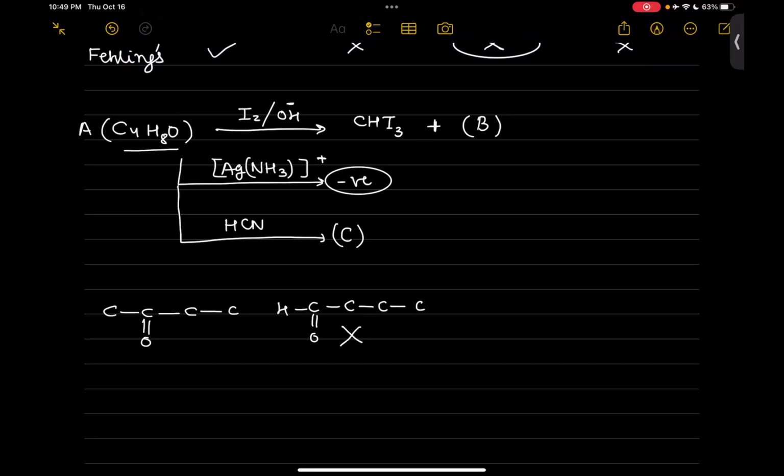It is not giving Tollens test. So because it is not giving Tollens test, it means it is a ketone. Okay. And there is one more thing which is helping us to make out that it can be a ketone because it is having 4 carbon atoms and it is giving this iodoform test. So it must be like this. Got it?